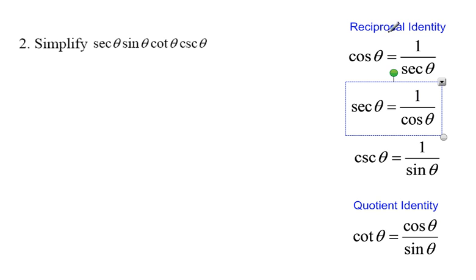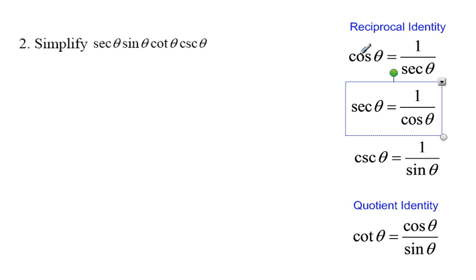use of reciprocal identities and another quotient identity. Now, our reciprocal identities state cosine of theta equals 1 over secant theta, secant theta equals 1 over cosine theta, and the cosecant of theta equals 1 over sine. And also, our quotient identity states that the cotangent of theta equals cosine over sine.